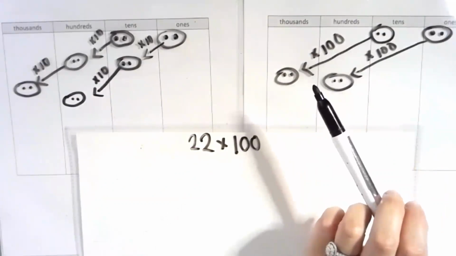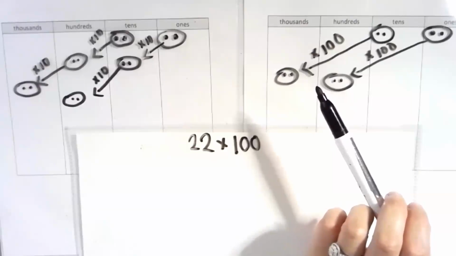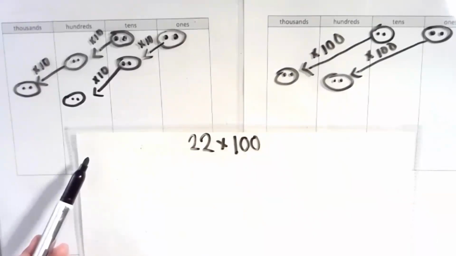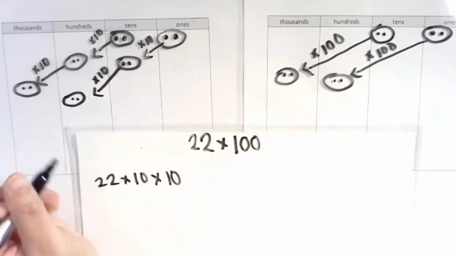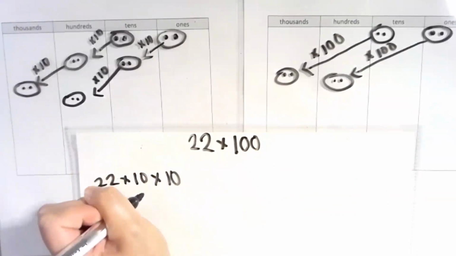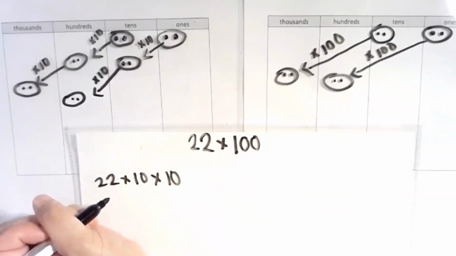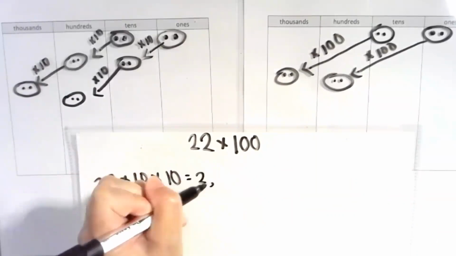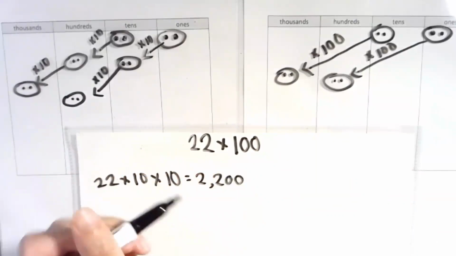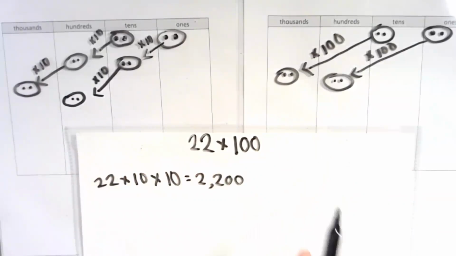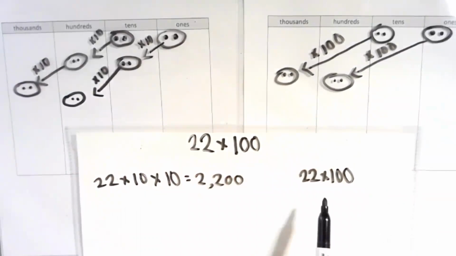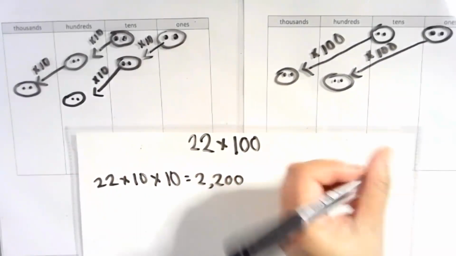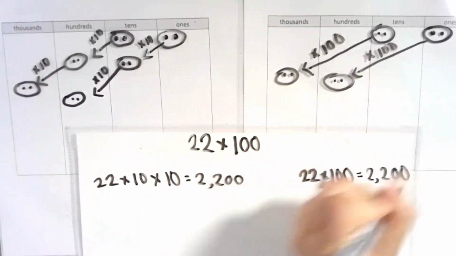How can we express our solution strategies as multiplication sentences? For this first board, we have 22 times 10 times 10. What is 22 times 10 times 10? That equals 2,200. For the second board, we have 22 times 100. What is 22 times 100? That also equals 2,200.